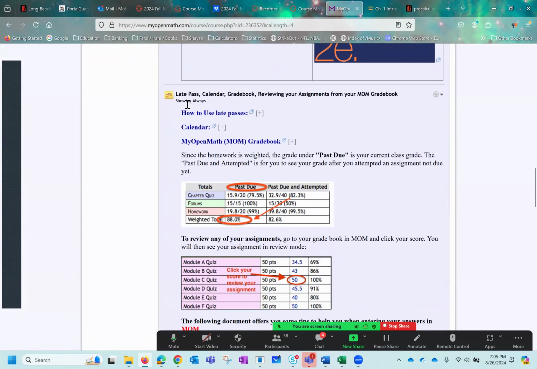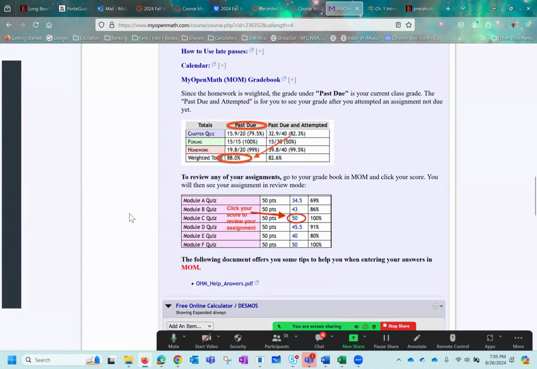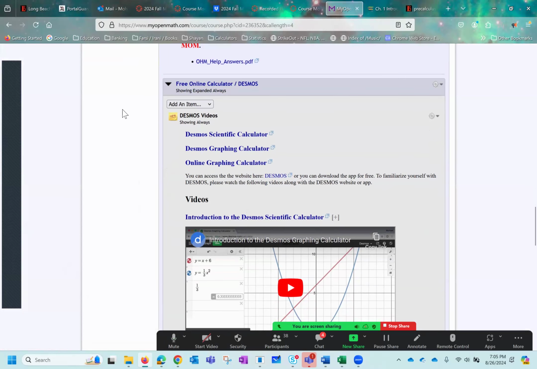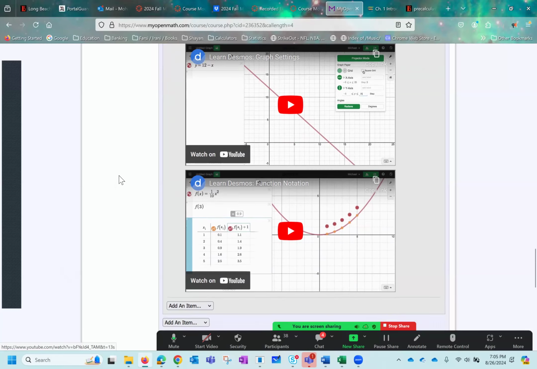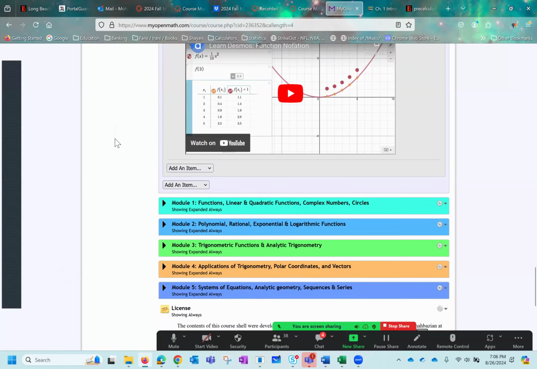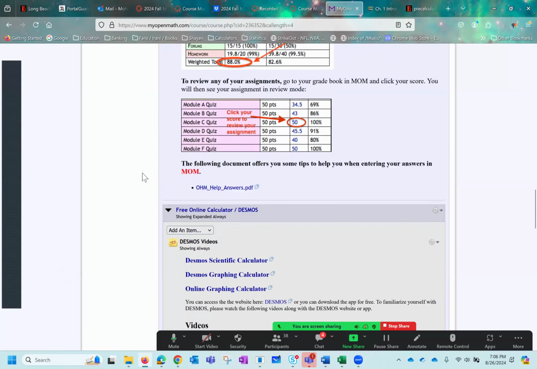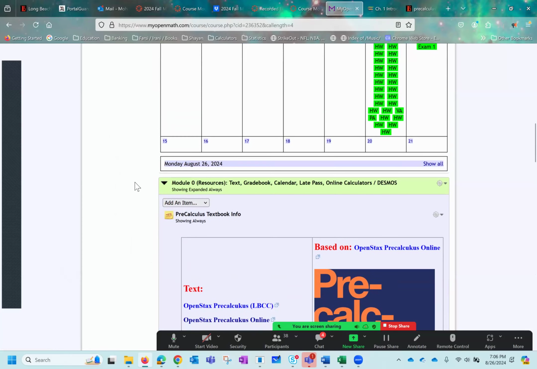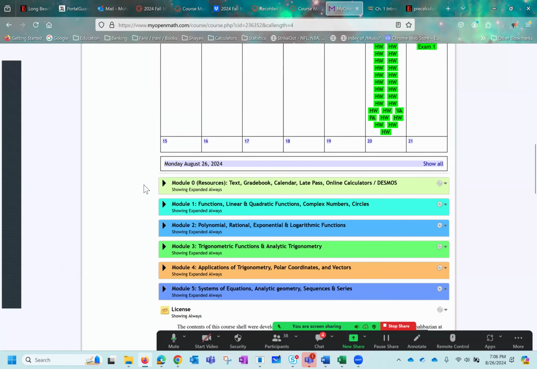Then we have the information about late pass, calendar, gradebook, and so forth. Then we have free online calculators, as was mentioned before. For example, Desmos is the one that we have the video on how to use. And so you have everything you need as your free resources, everybody. So for Module 0, I highly recommend you spend about 5 minutes to see what is there, all of which are free. But your work starts with Module 1.